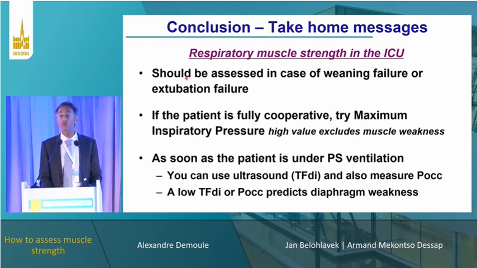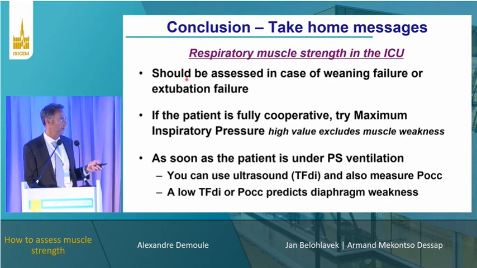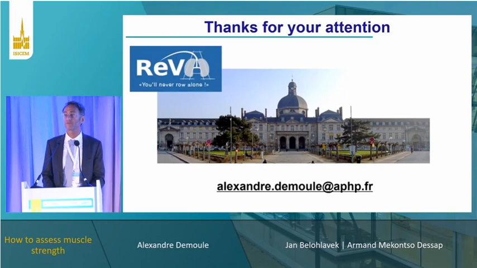So my take-home message is that respiratory muscle strength should be assessed in case of weaning failure. If the patient is fully cooperative, you can try maximum inspiratory pressure. Be careful when it's a low value. It can be poor measurement, poor cooperation. And as soon as the patient is under pressure support ventilation, you can use either ultrasound or POC. They are quite accurate to predict diaphragm dysfunction. Thank you very much for your attention.